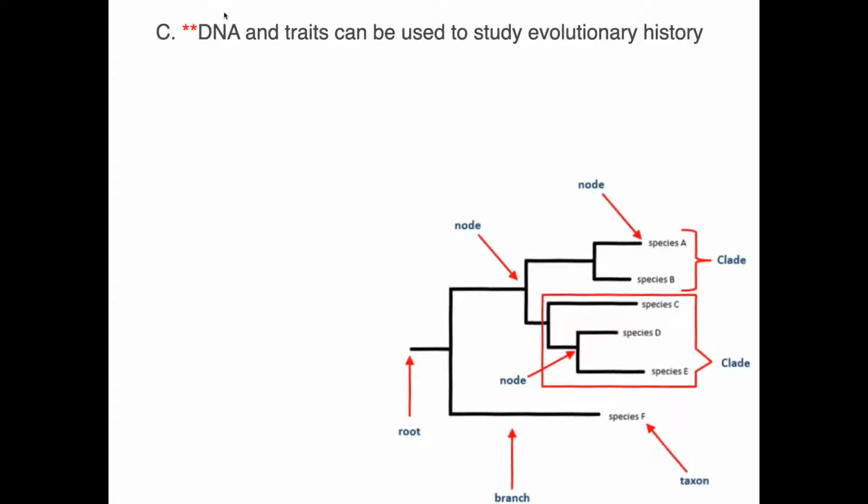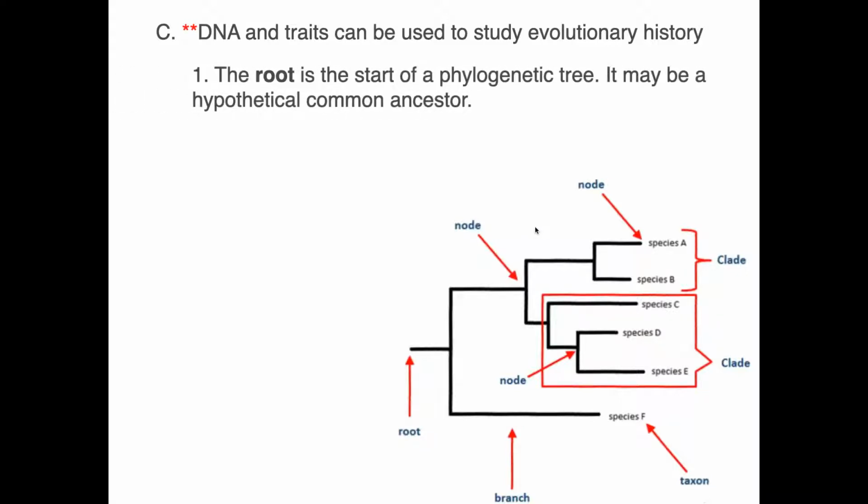Today, we're going to be talking a little bit about phylogeny. So keep in mind that DNA and traits can be used to study evolutionary history. There are different parts to a phylogenetic map or a phylogenetic tree, and we're going to talk about what the features mean.